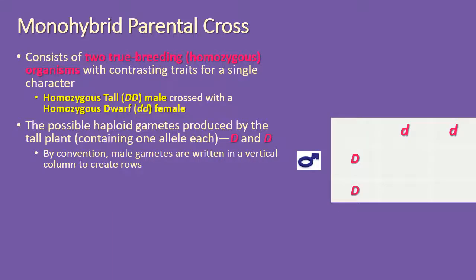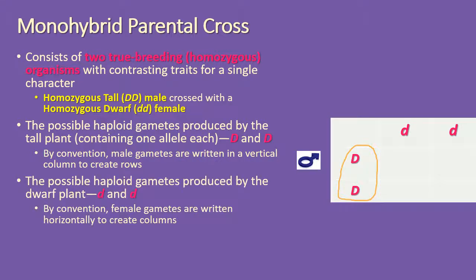And so you just write them in the Punnett square, and you can see here, this is just by convention, the male is going to be on this side, and then the female is across the top here. So this is the male gametes 1 and 2 and female gametes 1 and 2.